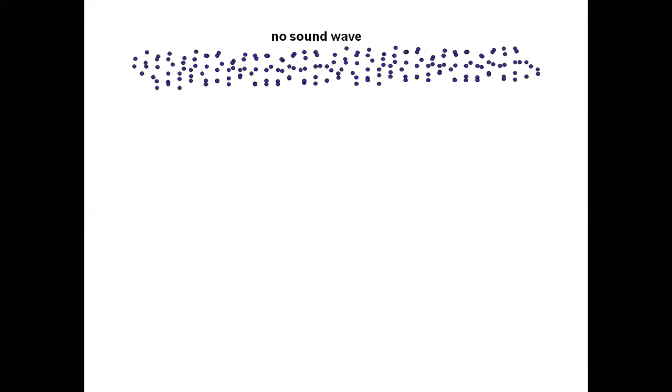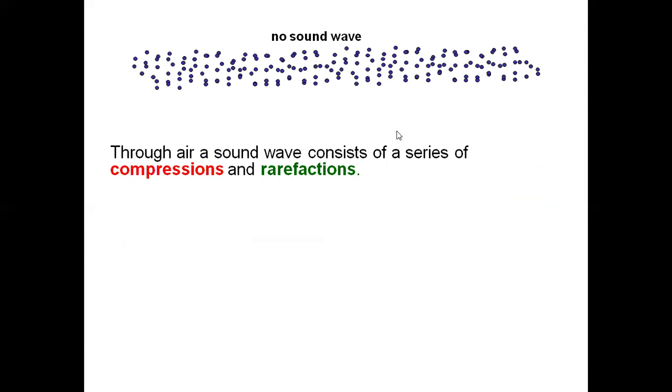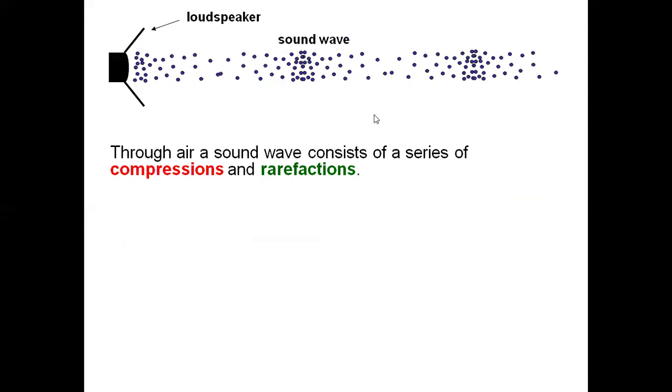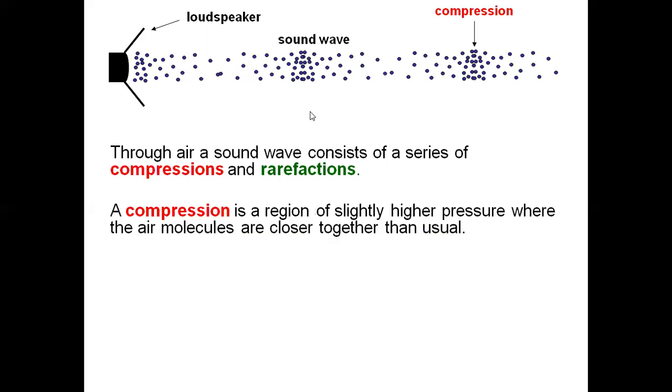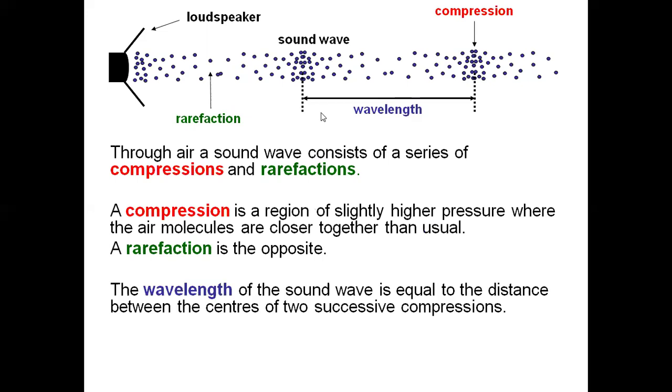So when there is no sound wave present, the air molecules move randomly. But when there is a source of sound present, like a speaker turned on, alternate compressions and rarefactions are set up in the air. Compression is the region of increased pressure, where there is a large number of molecules, a region of high density. Rarefaction is the region of decreased pressure, where there are fewer molecules, a region of low density.